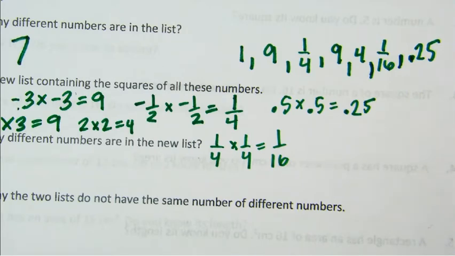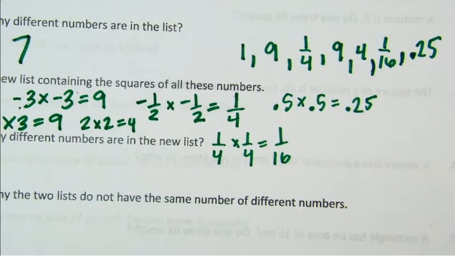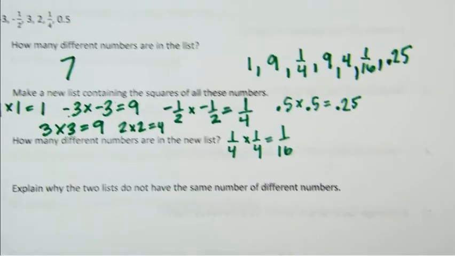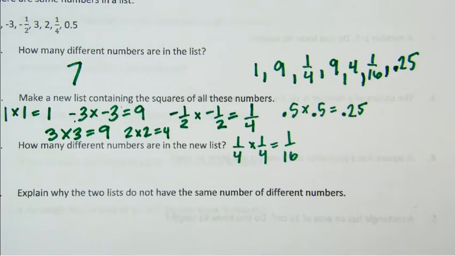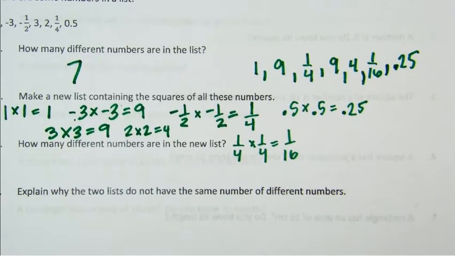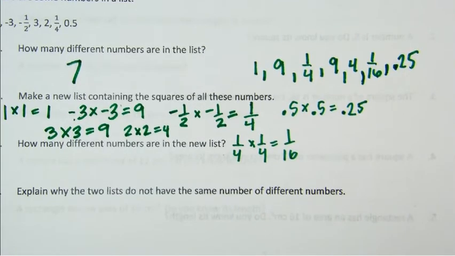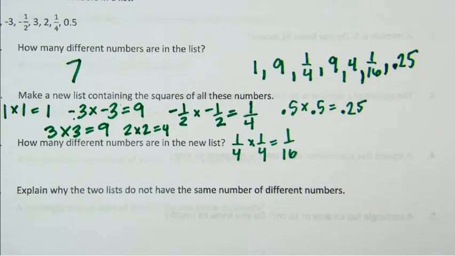Good. So number 3 says, how many different numbers are in the new list? This is our new list. How many different numbers, or how many unique numbers, do we have? I heard a 5, I heard 6. It is either 5 or 6. When we want different numbers, we're talking about the value of the number. Even if it doesn't look exactly the same, are we still talking about the same amount? Thinking about that, is it 5 or is it 6?